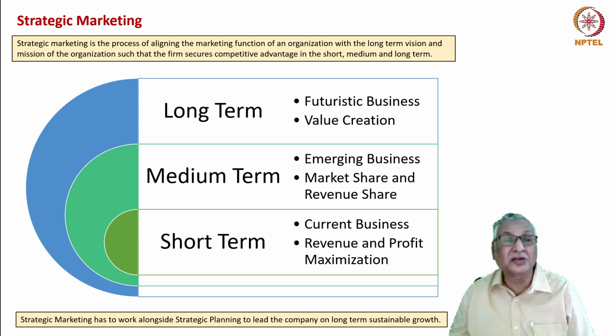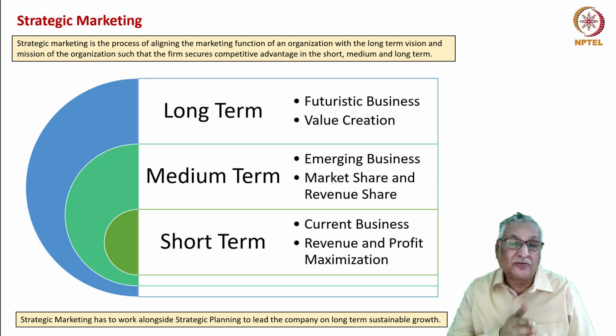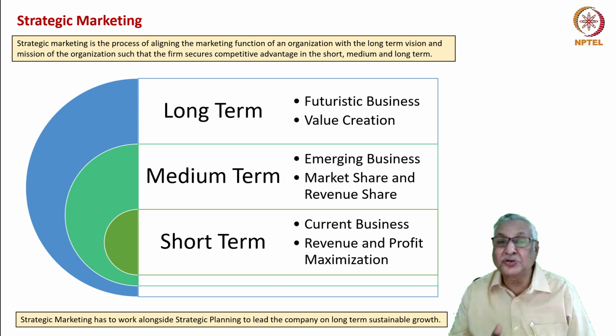So, what is this strategic marketing, which is an important adjunct of business development? It is a process of aligning the marketing function of an organization with the long term vision and mission of the organization, so that the firm secures competitive advantage in the short, medium, and long term. And how does this occur? In the short term, a lot of importance is on regular sales and marketing to be able to secure the current business, maximize revenue and profits. In the medium term, you understand how this business can evolve into a different kind of business, or how a new kind of business could become your future core business.